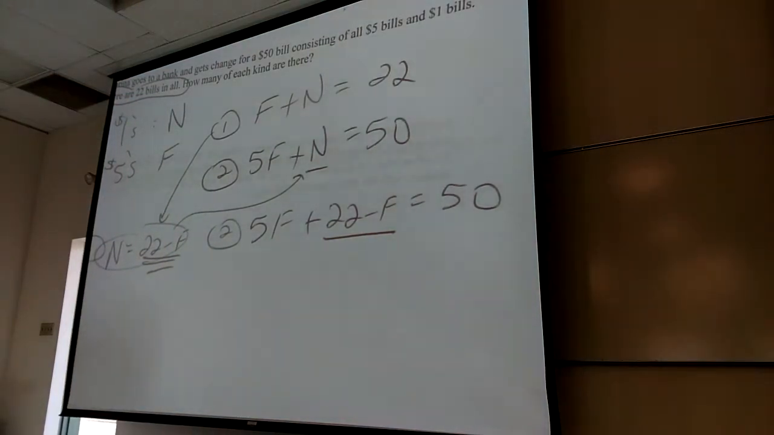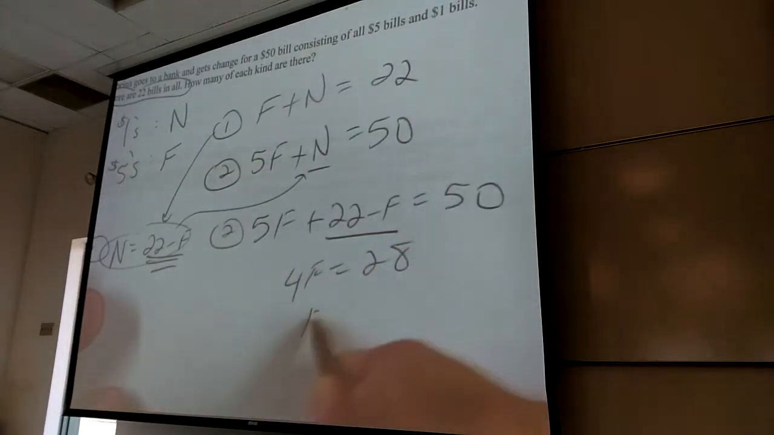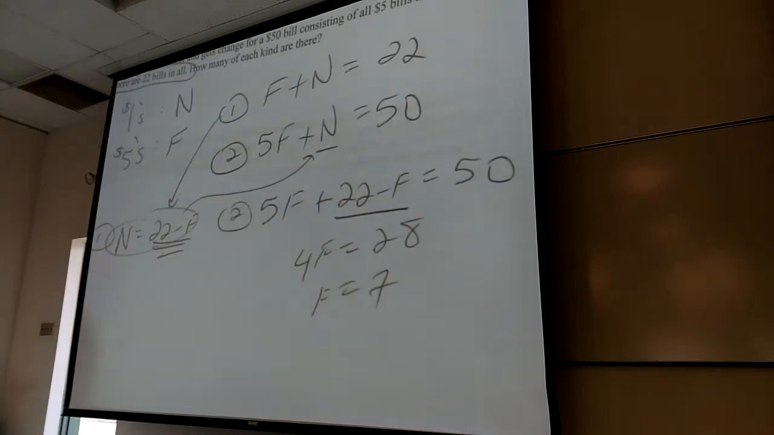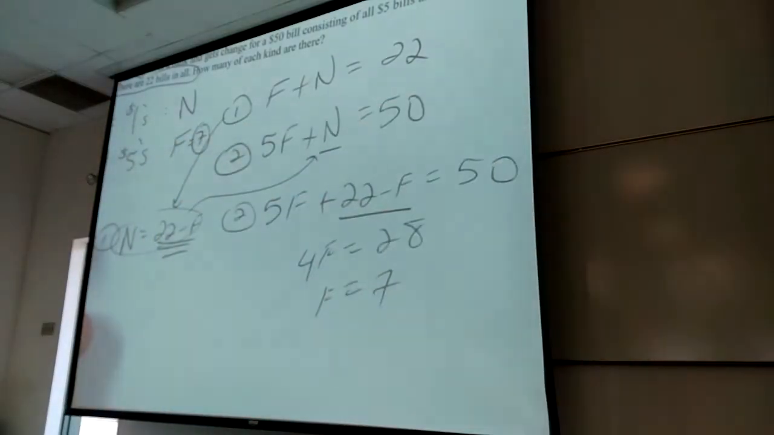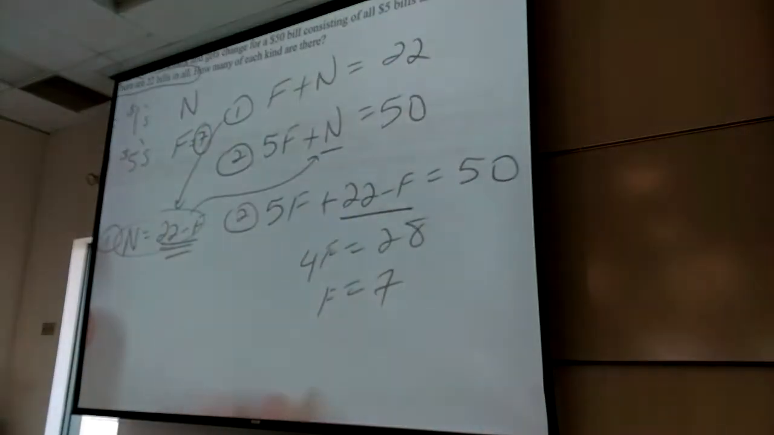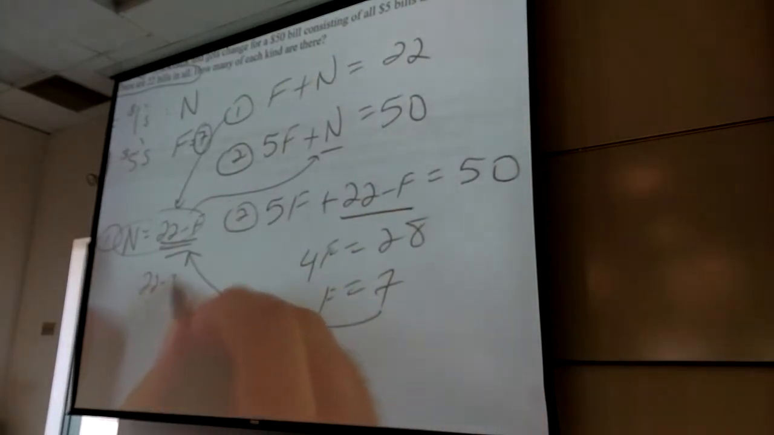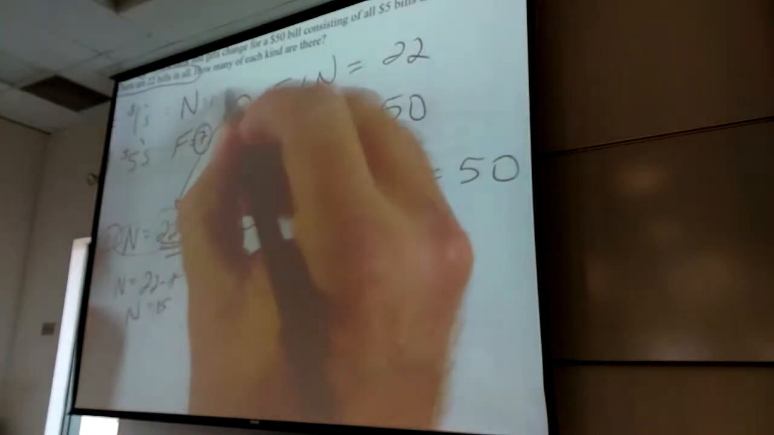And now should be the easy step. You get 4F, subtract 22, you get 28, divide by 4, you get 7. What does that mean? 7 $5 bills. That's right. So I have 7 $5 bills. So how many $1 bills do I have? Yeah, 22 minus 7, that's the $1 bills. I have 15 $1 bills.